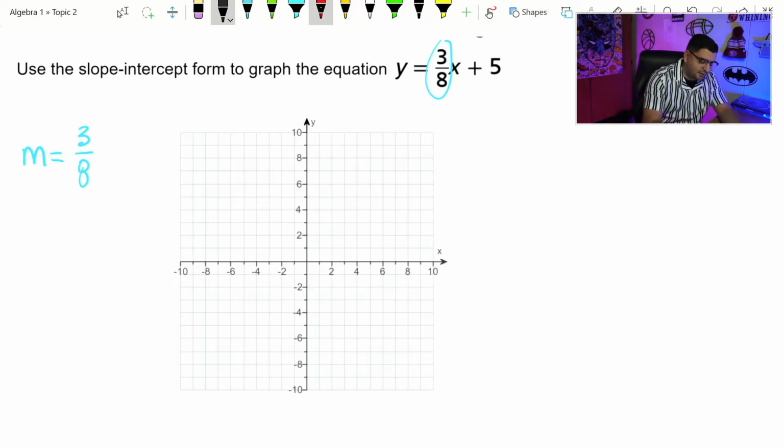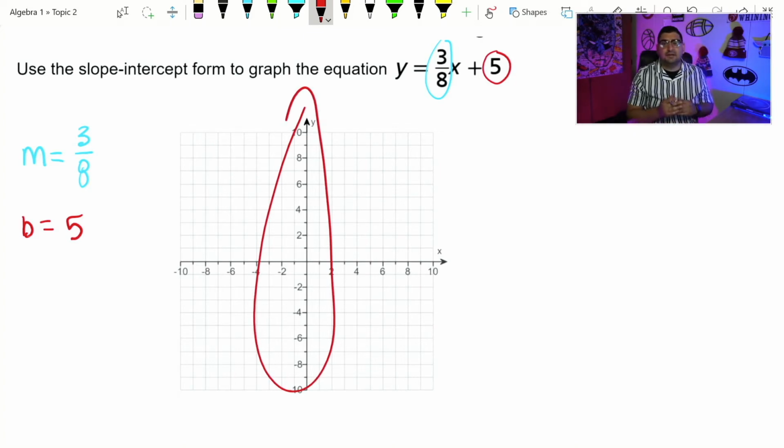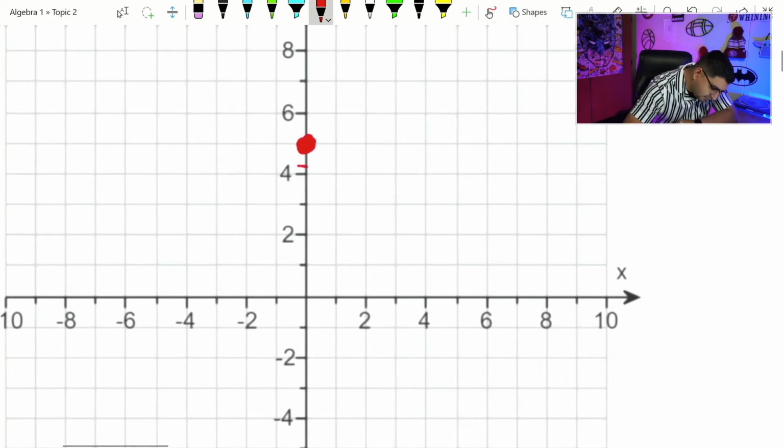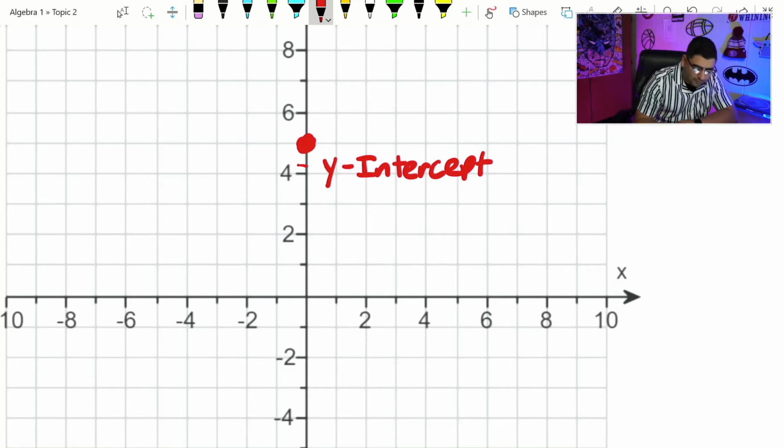B represents our y-intercept. B is where the line is going to cross the y-axis. And a lot of times this is where we start off. First, we usually look for the y-intercept, and I try to find where that y-intercept is located. So simply, it's a positive 5, so I look for positive 5. Positive 5, 1, 2, 3, 4, 5. This would be the location of my y-intercept. This is my y-intercept, or b, you can call it.